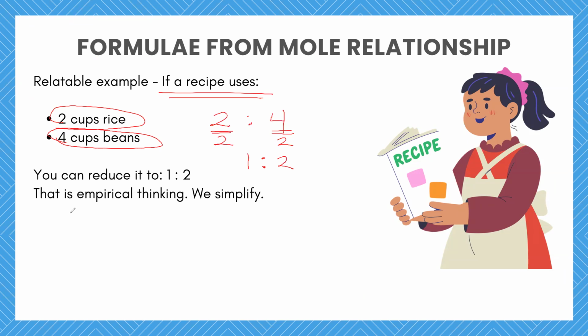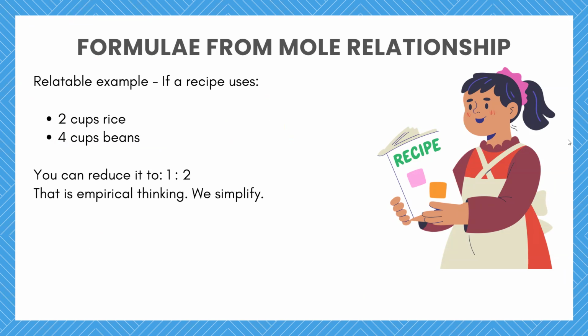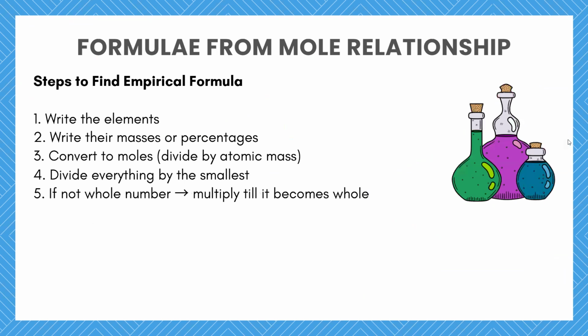That's the same thing that the empirical formula does for a compound. It gives us the ratio of atoms that are present in a compound in its simplest term. So let's go ahead and find out how the empirical formula of a compound can be determined. There are a number of steps we need to take to ascertain the empirical formula of any compound, okay?